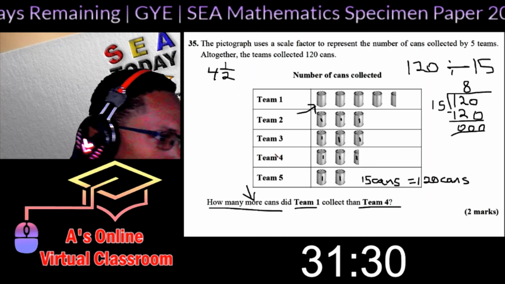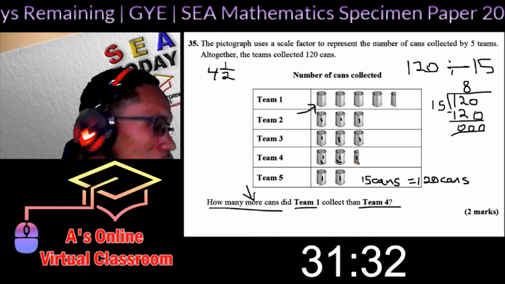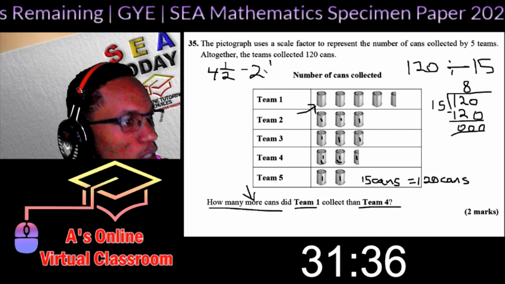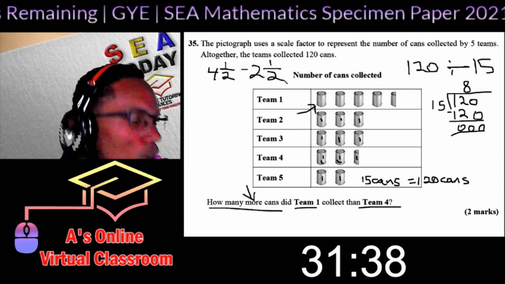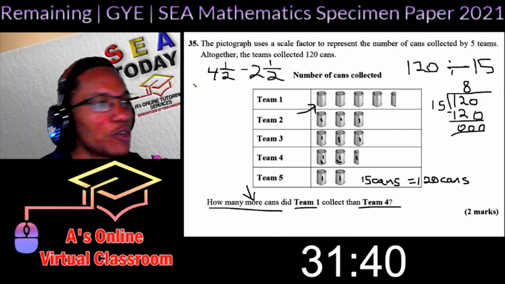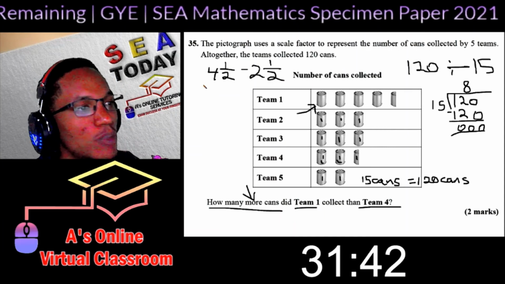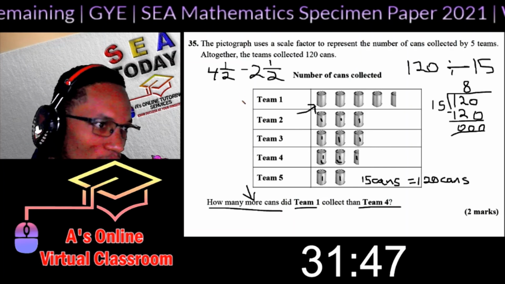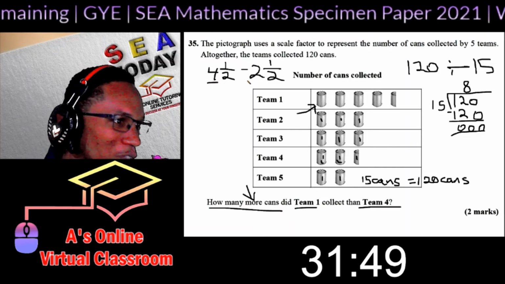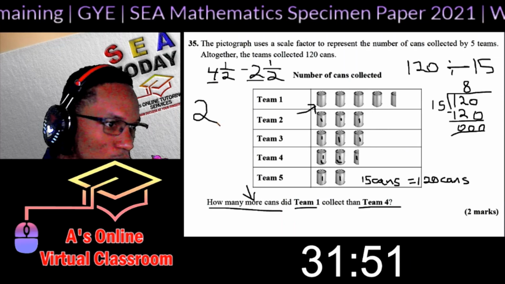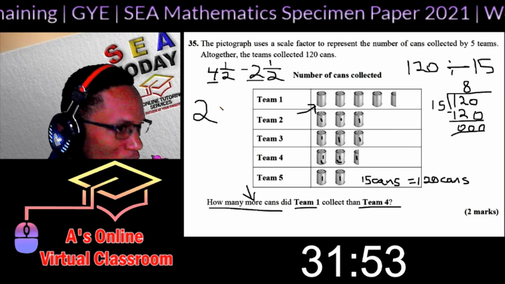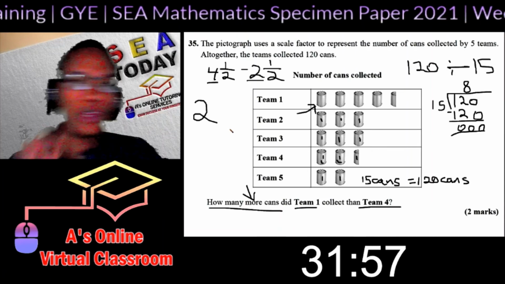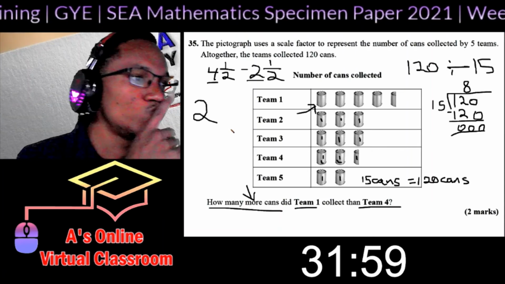And team 4 has 2 and a half cans. So we want to take away to see how much more they have. And this is a very simple subtraction, because a half subtract a half will give you nothing, but 4 take away 2 will give you 2. So a half take away a half gives you 0, so the fraction is gone and you only remain with the whole number, 2.